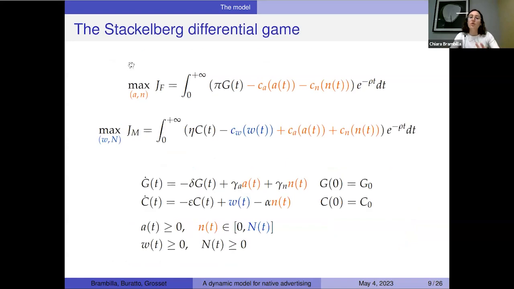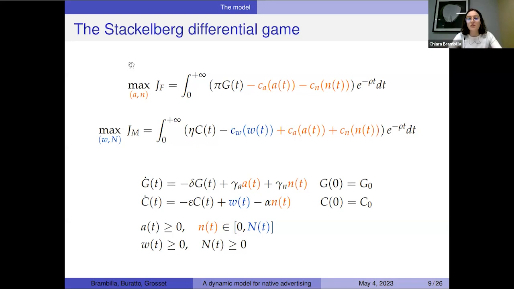So in the slide, I just recall the Stackelberg differential game that we want to solve. So here we have our Stackelberg game with the infinite time horizon. I recall at the beginning the follower payoff, so the firm payoff, and also the media payoff, so the leader payoff with their respective strategies. And then I recall the goodwill and credibility evolution with positive initial condition, and at the end, the typical non-negativity bounds for controls. I also want to highlight once more that we have a non-typical bound on the native advertising strategy, the little N strategy, because this is a strategy of the follower that is upper bounded by a strategy of the leader.